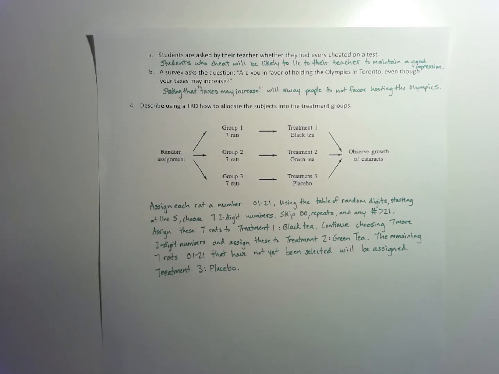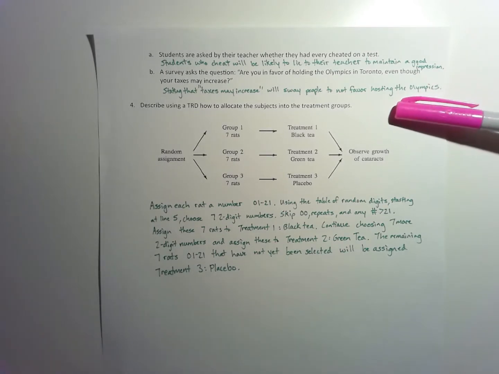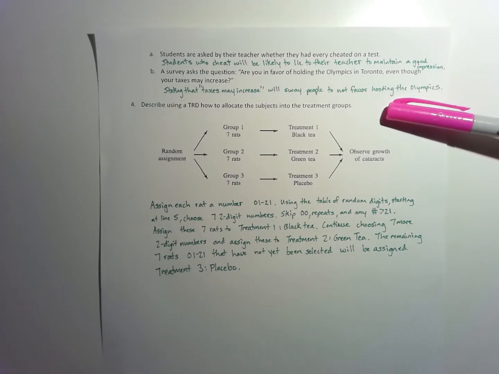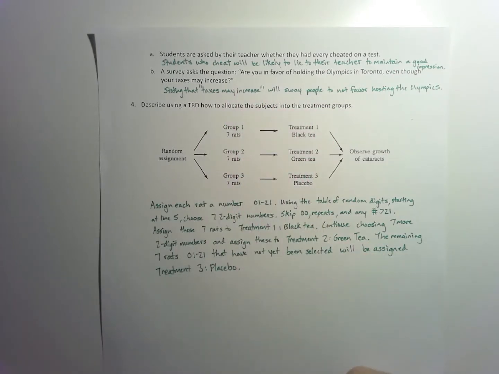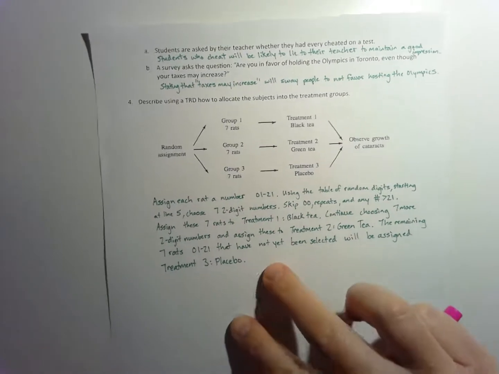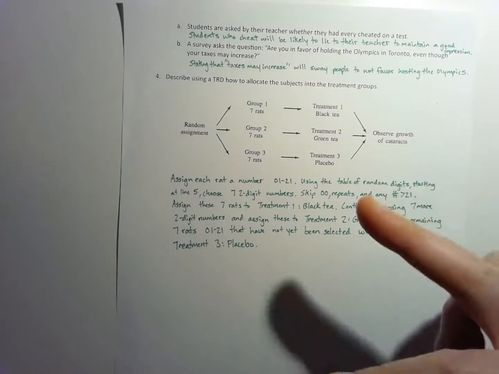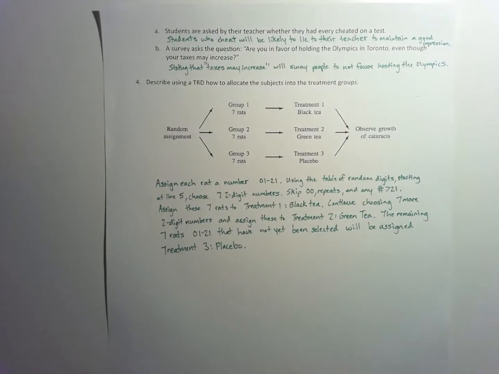And then one says, a survey asked the question, are you in favor of holding the Olympics in Toronto even though your taxes may increase? So stating that taxes may increase would sway people to not favor hosting the Olympics. So that one is certainly biased. Or that's how those two would cause bias in people's responses.